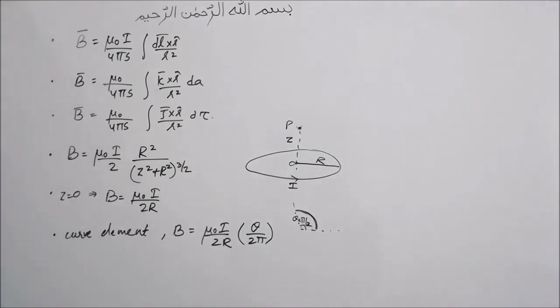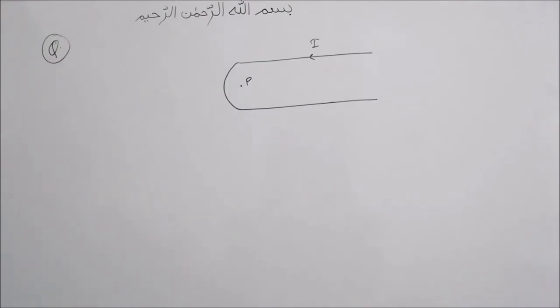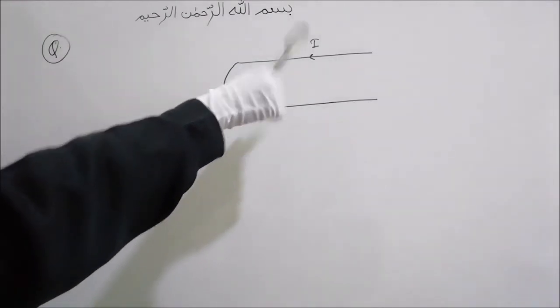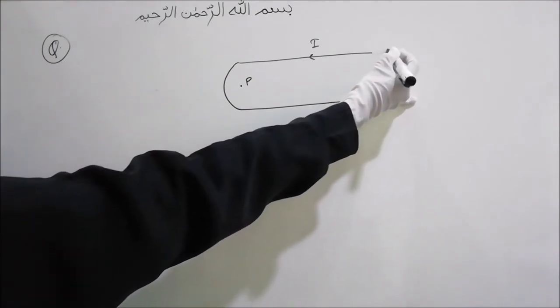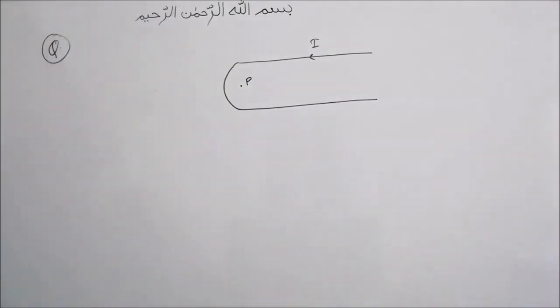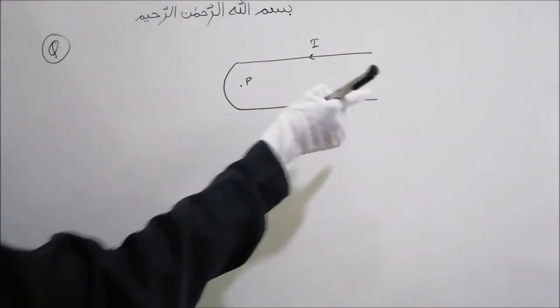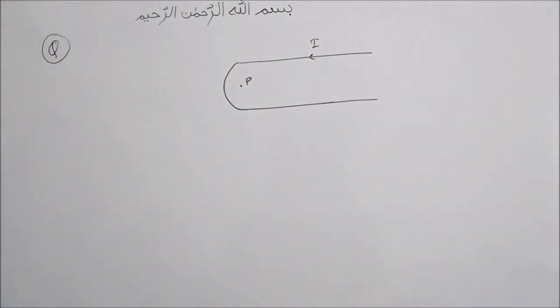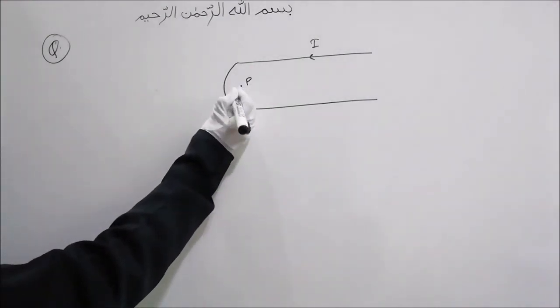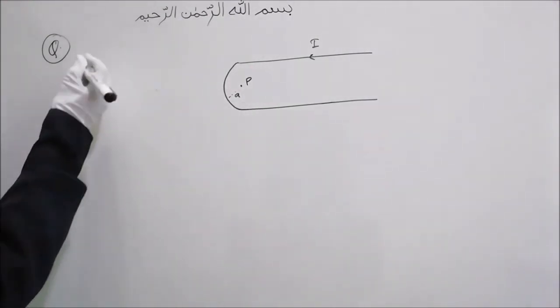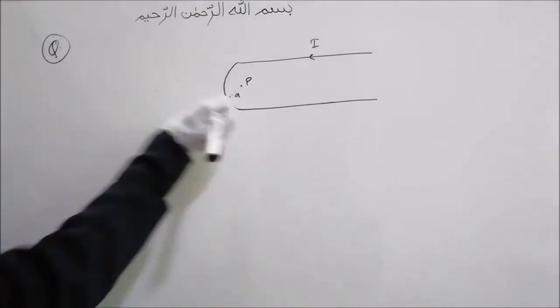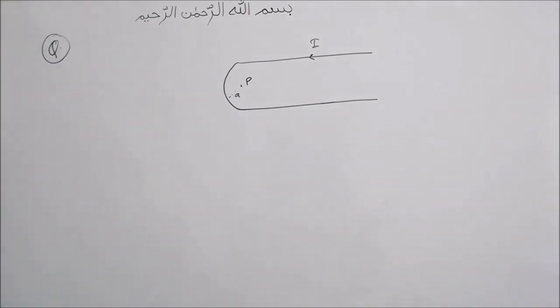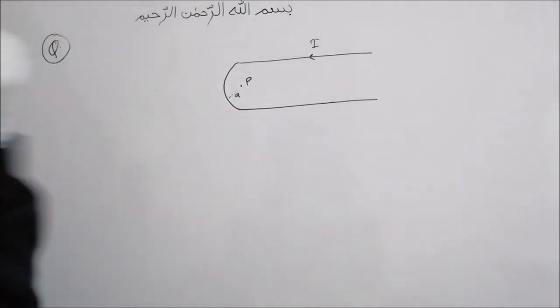We'll look at a problem. In this question, we have an infinite conducting wire, that means it goes on and on, which is bent in the shape of a hairpin. It is like this, curved, where this distance, the radius, is A. We have to find the magnetic field which is produced at this point P.